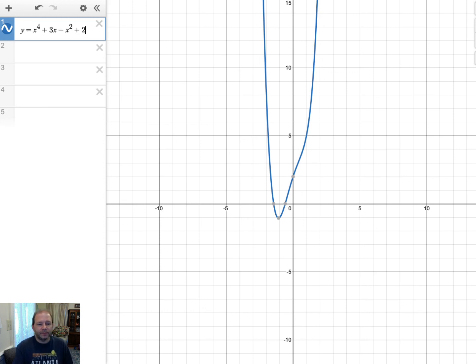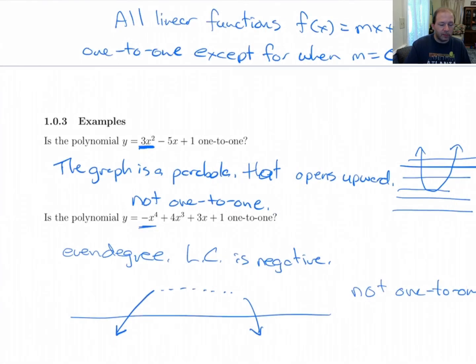All right. So the main thing to take away from this video is the concept of being one-to-one and the horizontal line test. So I'm going to stop this video here. In the next video, we're going to look at inverse functions, which is related to one-to-oneness.